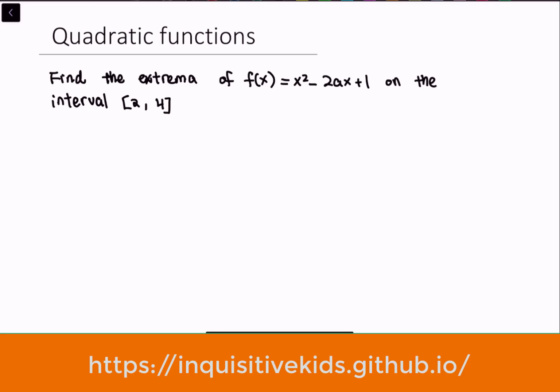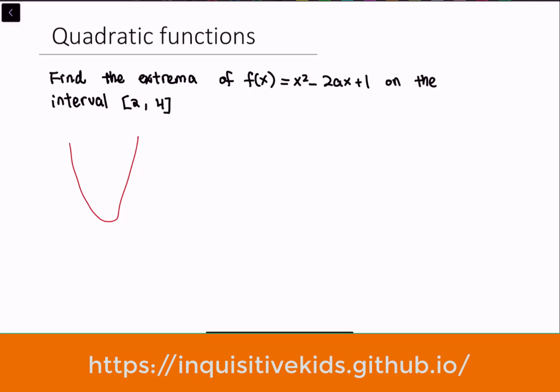In this video, we will be solving a problem about quadratic functions. We're going to try to find the extrema of the function f of x is equal to x squared minus 2ax plus 1 on the interval from 2 to 4. Let's observe our function. We see that the coefficient of the x squared term is positive. This means that we have a parabola that's opening up.